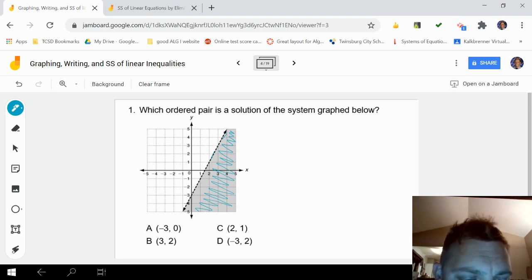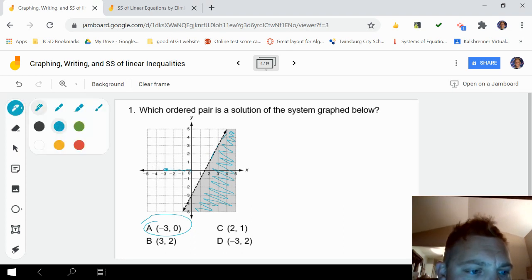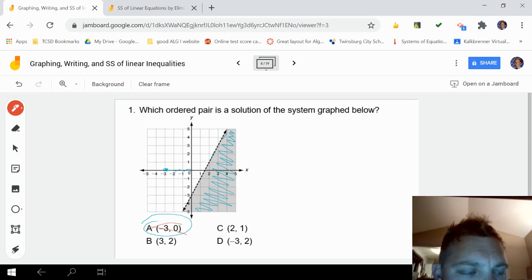All right, so let's try. Look at A, (-3, 0). If we start at the origin, jump left 3, and plot right there, is that in the shade? No. So let's cross that one off the list. Now let's go with B. Start at the origin, 1, 2, 3 hops to the right, and then up 2. Ooh, that looks pretty good right now. So let's keep that one around.